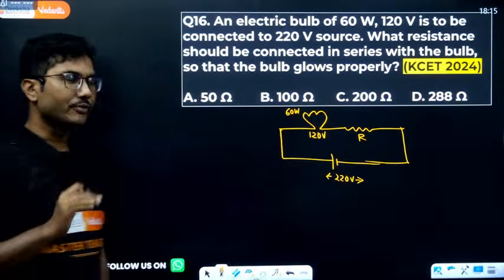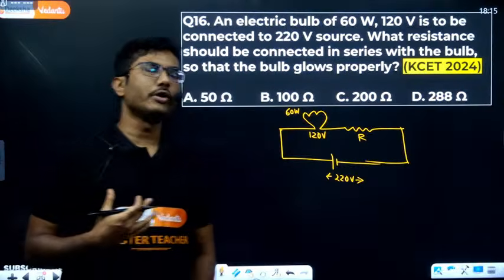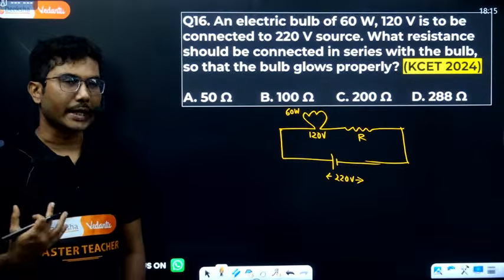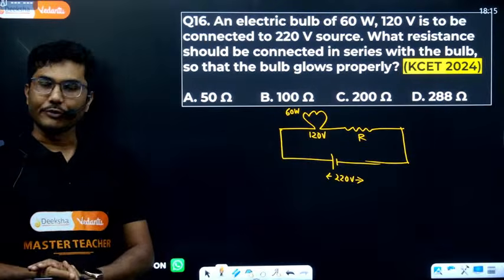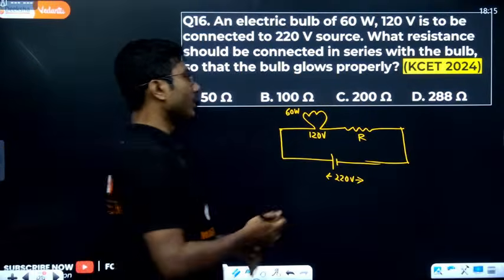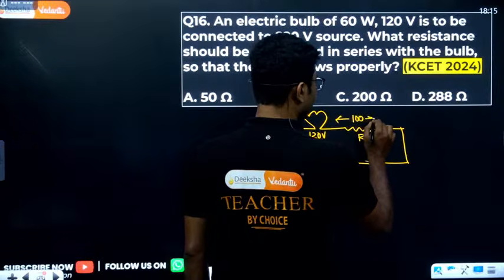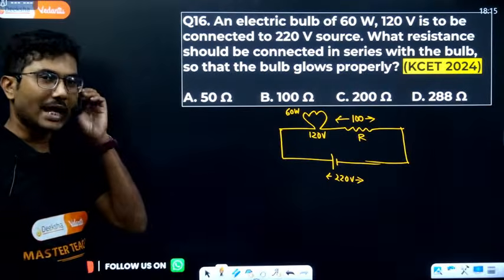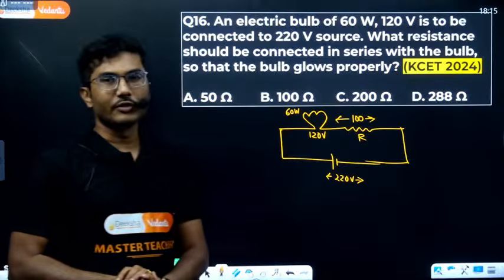Okay, so a few things that you have to remember. The bulb requires only 120 volt out of the 220 volt supplied, right? So 220 volt you supplied, 120 volt is utilized by the bulb. So what happens to the remaining voltage? The remaining voltage must be deposited across the resistor. The remaining voltage must be absorbed by the resistor. That means the resistor will have a voltage of 100 volt across it.